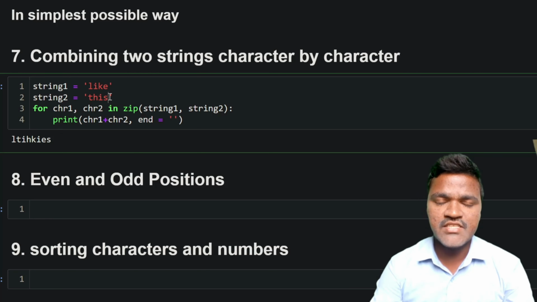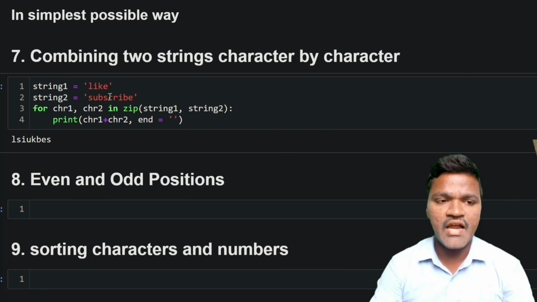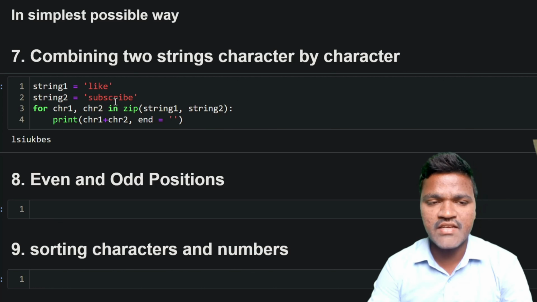Let's say instead of this, if I have this particular subscribe here and if I execute this, we are not getting all the characters of subscribe, we are only getting up to this particular s. The reason is that this zip function only considers the shortest string. Based on that, it was giving this kind of a result.